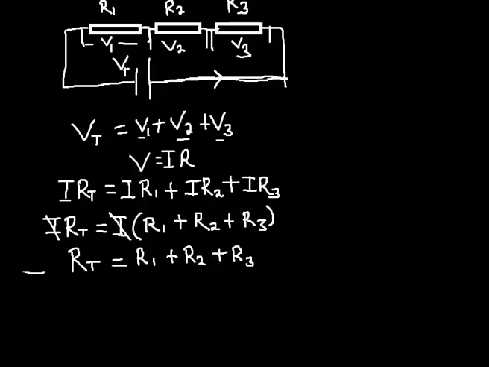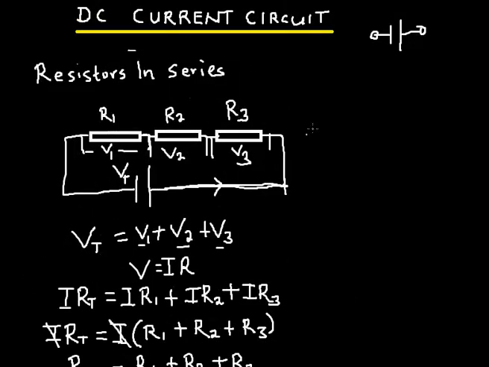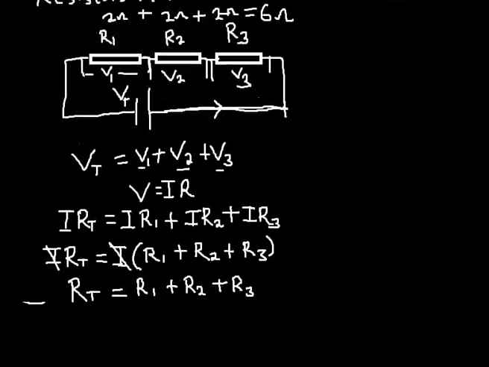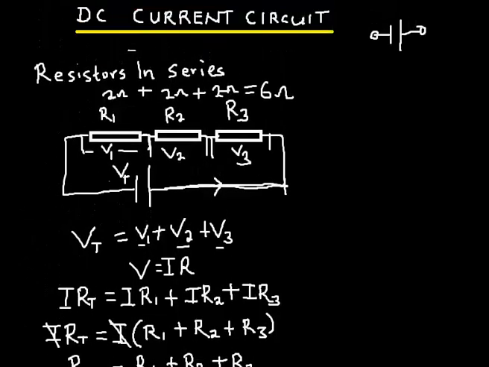So when resistors are connected in series, to find the equivalent resistance or total resistance, you add up. For example, if what I have here is 2 ohm, 2 ohm, 2 ohm, then the total resistance in this series connection is going to be 2 plus 2 plus 2, which is 6 ohm. I hope that is well understood. So now we are done with resistors in series. Let's look at resistors in parallel.